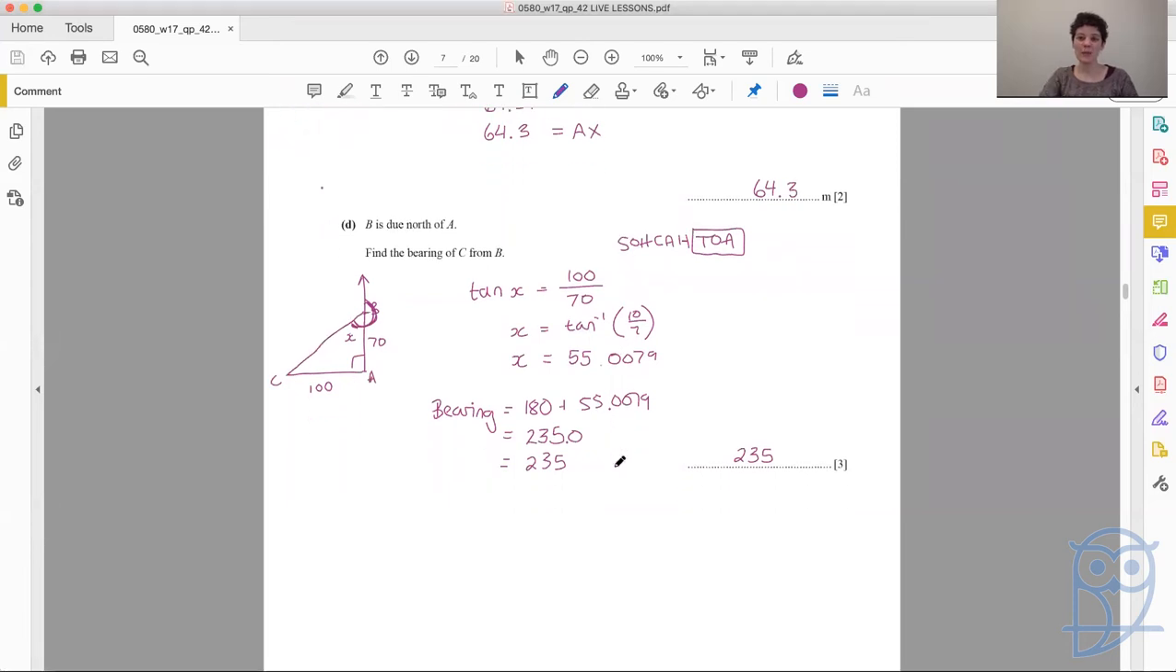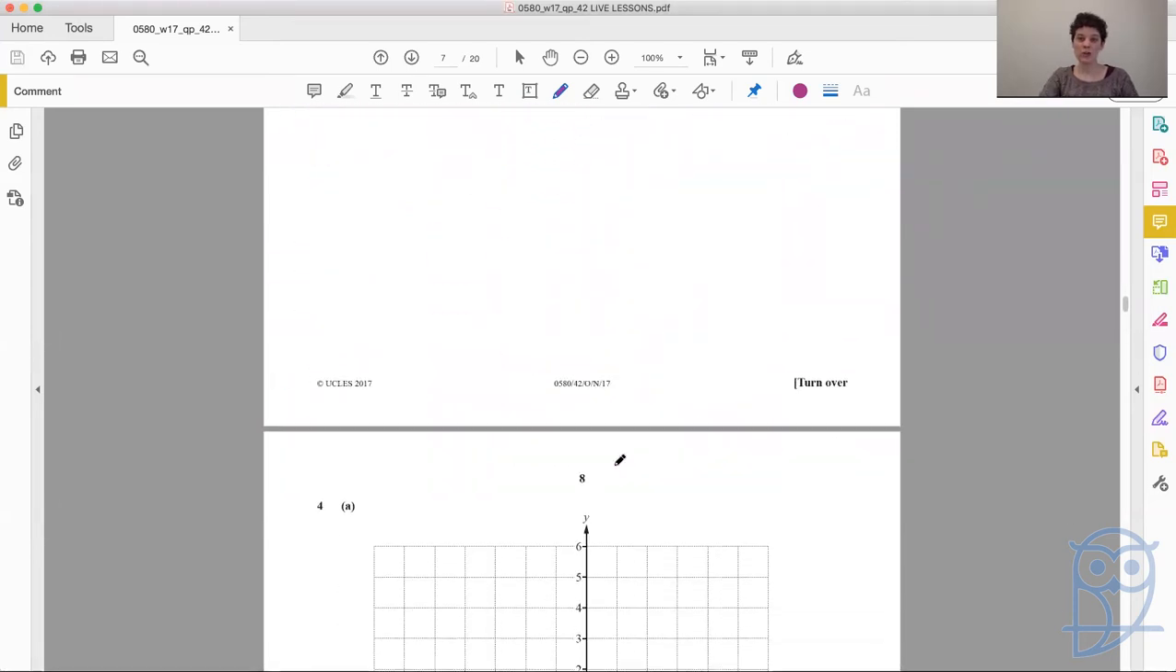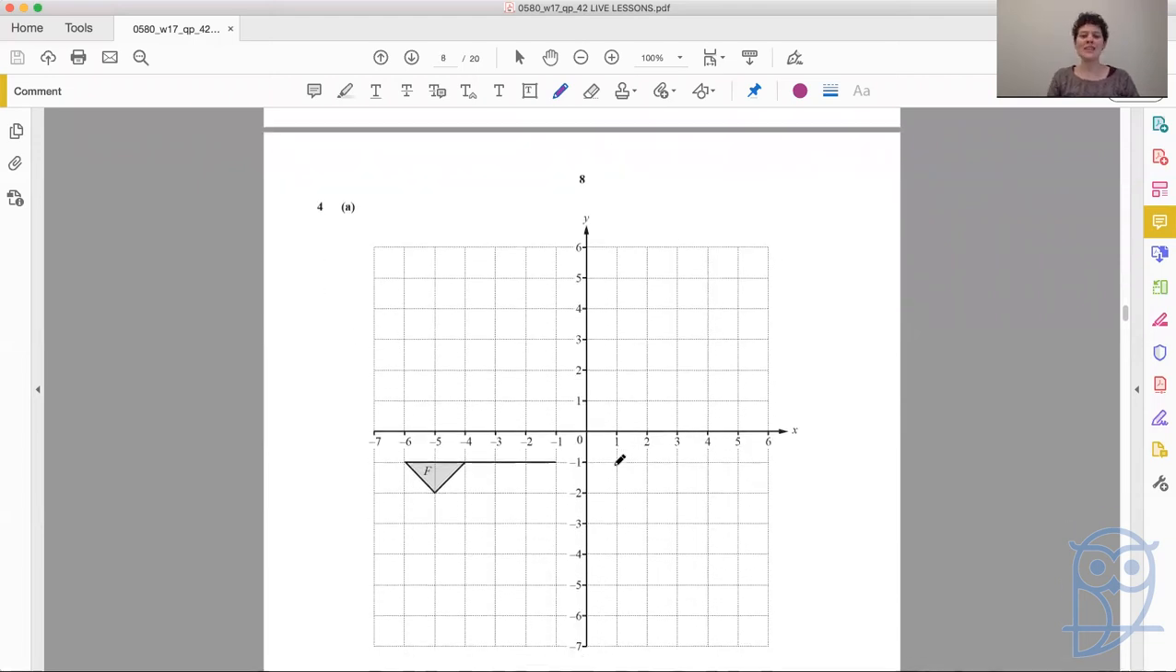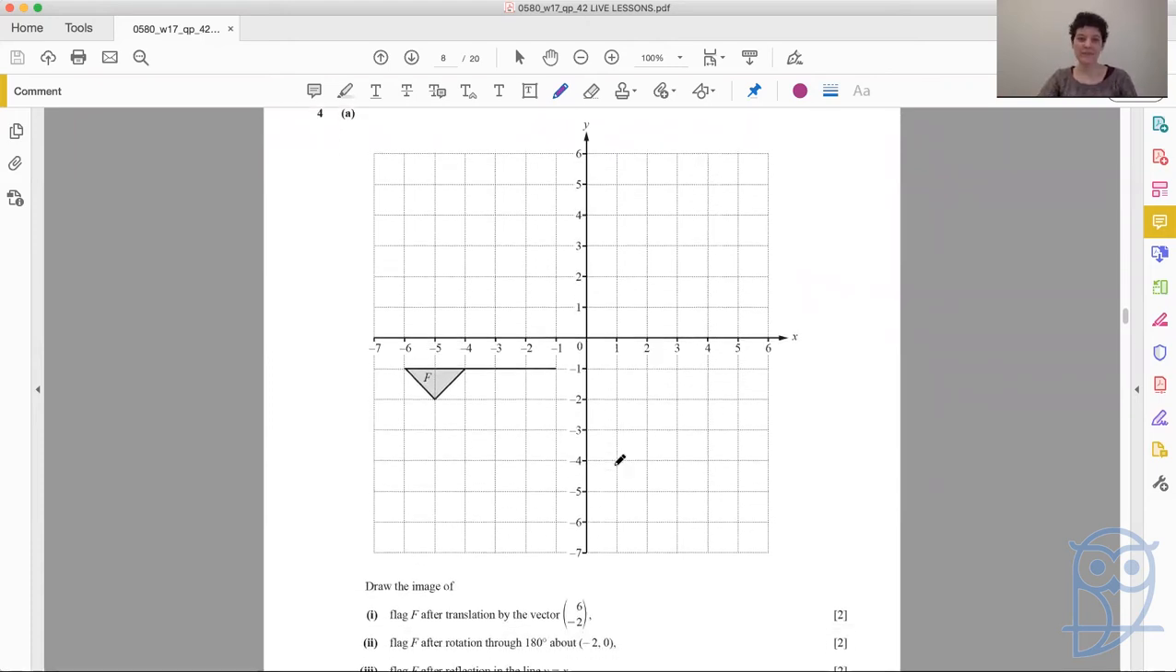Okay, it looks like everybody's happy, so let us move on to question 4 for the last few minutes. As soon as you see it, you know you're working with transformations. We have a grid, we have a funny shape, and they're calling it a flag because they say draw the image of flag F after translation by the vector (6, -2).